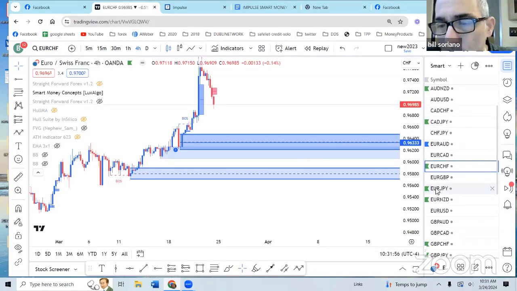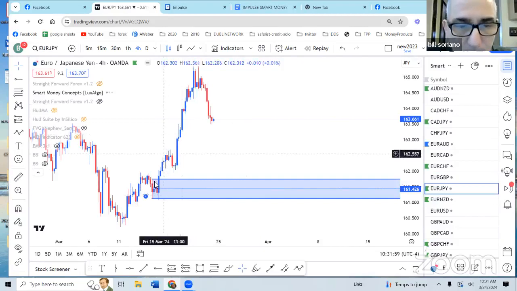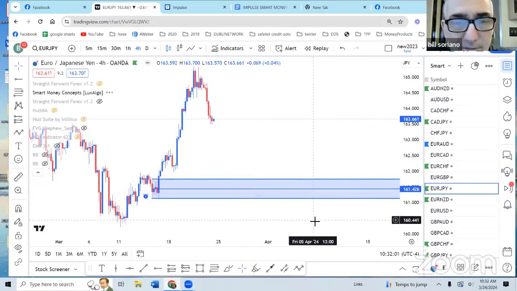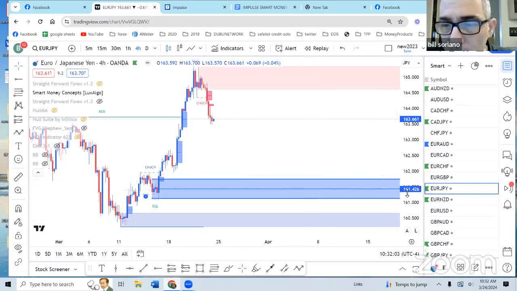Okay, so EURJPY is another one. We have this order block identified down here, right? And this point of interest alert at 161.426 right here. EURNZD.